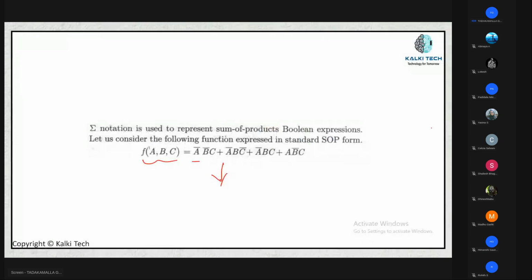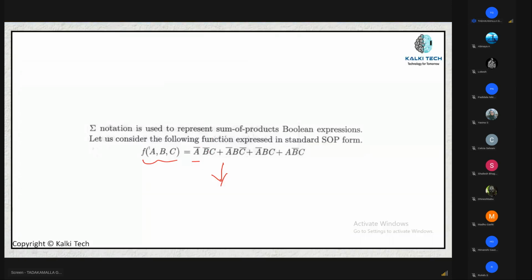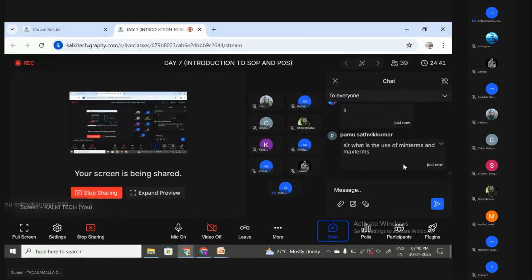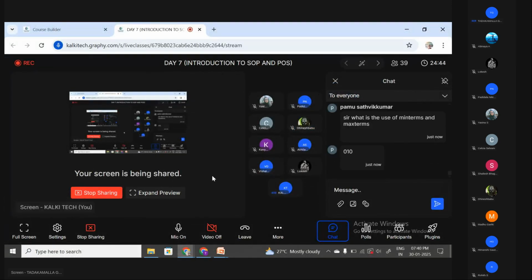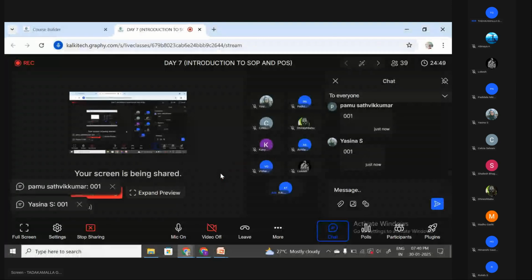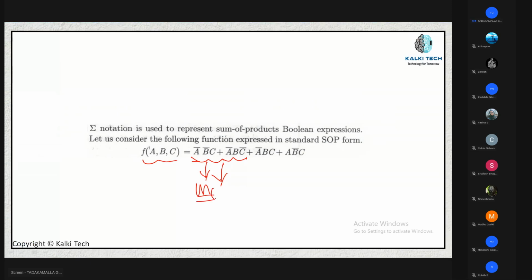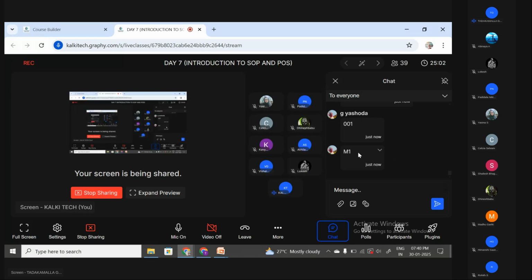Now, remember one thing: minterms are nothing extra special. They are alternate representations. If we have a bar, b bar, c, what is the minterm of this a bar, b bar, c? m1. So instead of writing a bar, b bar, c, you can simply write m1, right? Small m1, not capital M1, small m1.